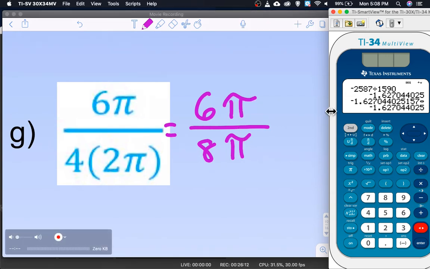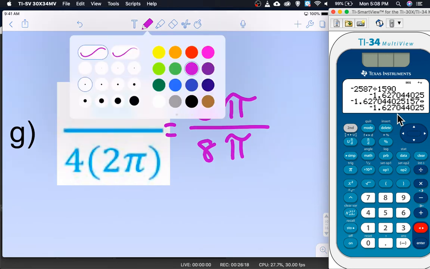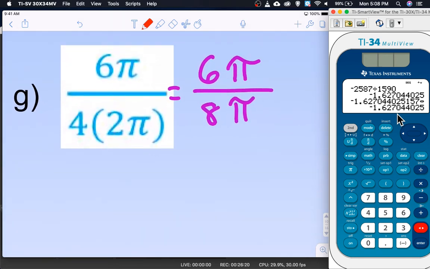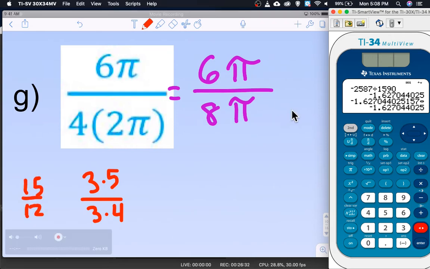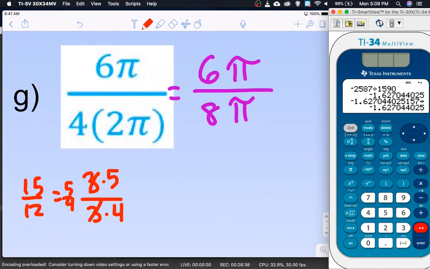These pi's can cancel out. It's considered a common factor of the top and bottom. Just like if you had 15 over 12, you could divide the top and bottom by 3 because they're a common factor, and those 3's cancel out and you get the fraction 5/4.